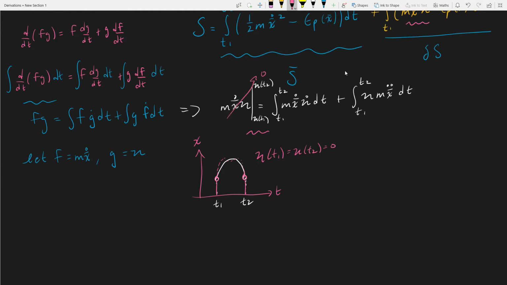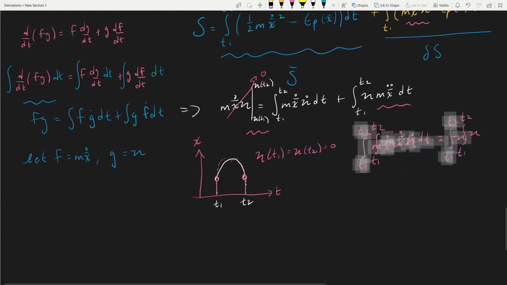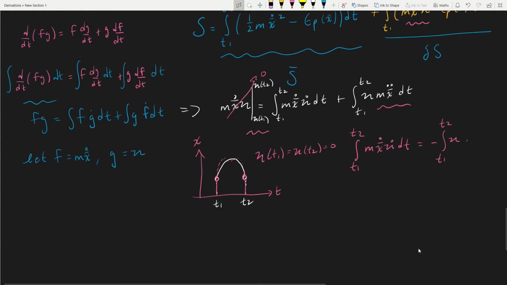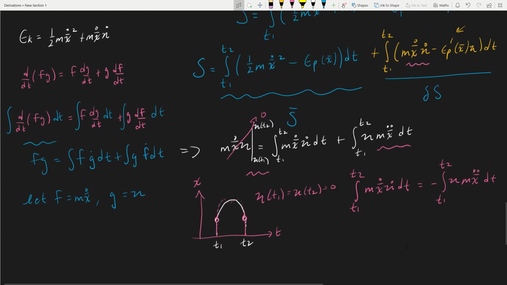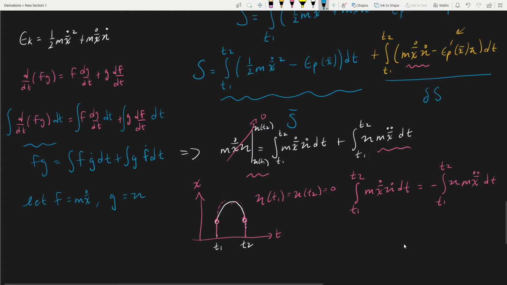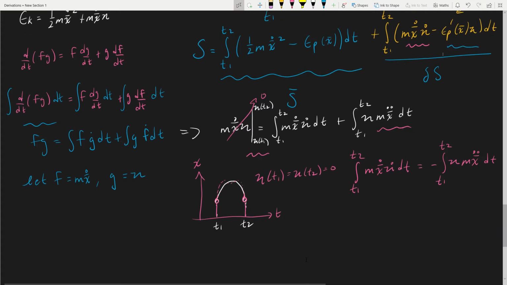Okay, so now we have this expression that we can derive for this thing. So the integral t1, t2 on mx bar dot eta dot dt, we can say equals the negative of this guy, equals negative integral t1, t2, eta times mx bar double dot dt. Now remember, this is only part of our equation up here. Let's try not to forget this piece. And what I'm going to say is that in the limiting case, let's see if we can get all this in here. In the limiting case, ds goes to 0.